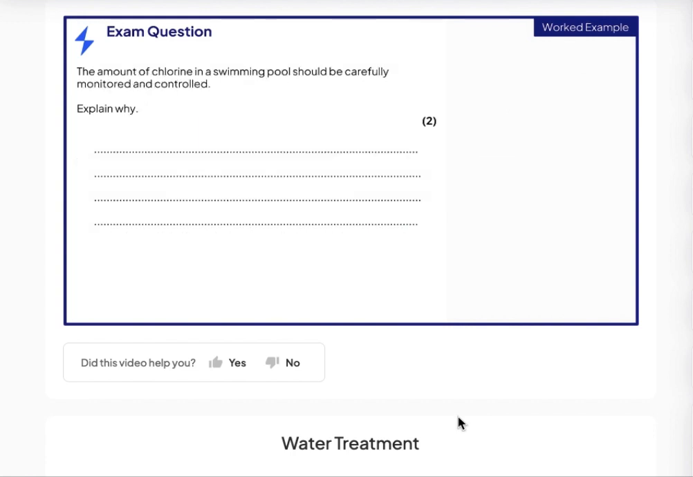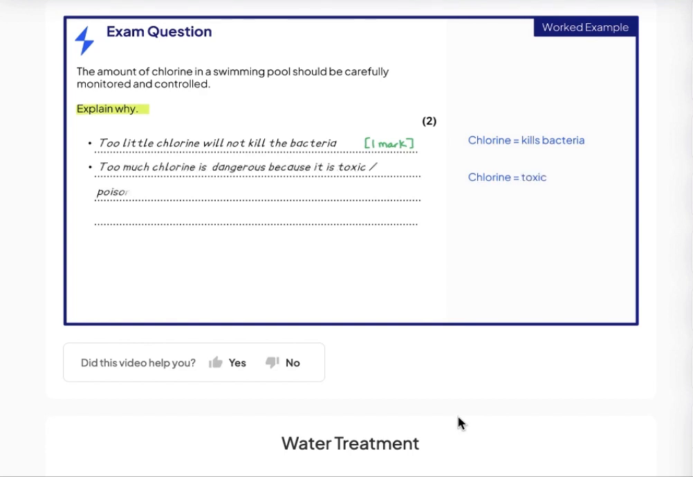This question asks you to explain why the amount of chlorine in a swimming pool should be carefully monitored. The question is 2 marks, so the best way to approach it is to think about what happens if too much or too little chlorine is added. The main purpose of adding chlorine to water is to kill bacteria, so you must add enough to ensure that this actually happens. Too little chlorine will not kill all of the bacteria, which will score you 1 mark. However, as discussed before, too much chlorine would be dangerous because it is toxic, which will score your 2nd mark.